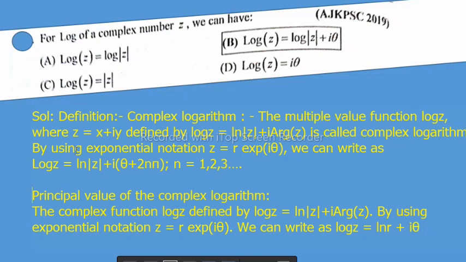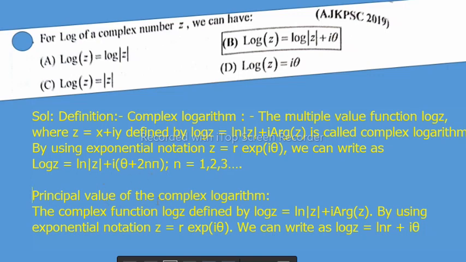By using exponential notation, z is equal to r exponent iota theta. It means e power iota theta. Real part is equal to 0 and imaginary part, that is iota theta. We can write log of z is equal to natural log absolute of z plus iota into theta plus 2n pi, where n belongs to 1, 2, 3, that is natural numbers, and so on.